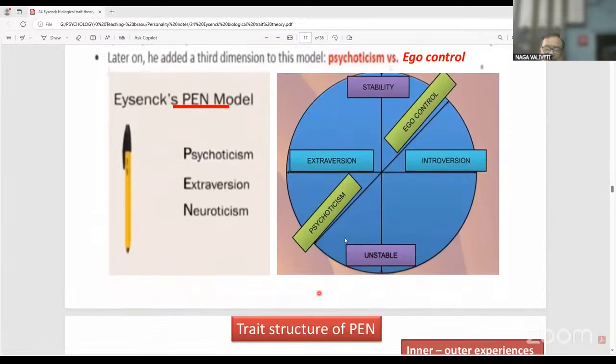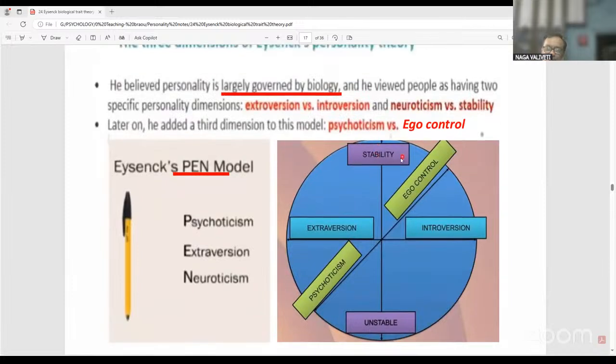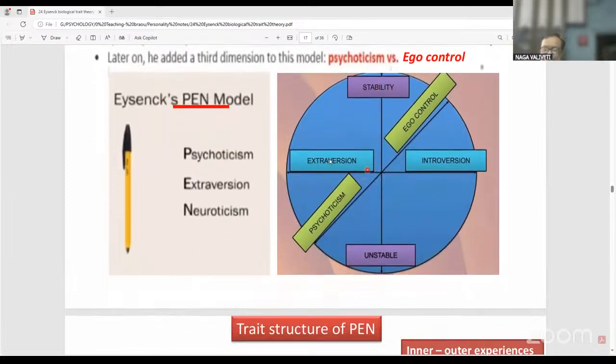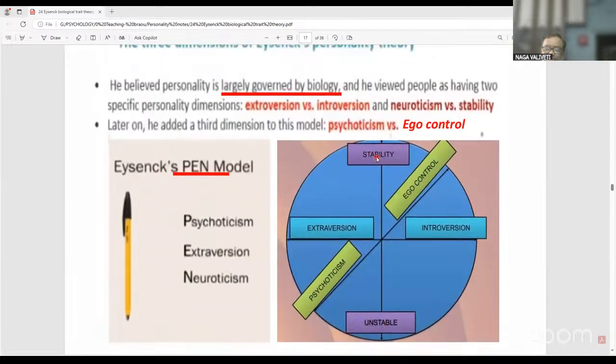So in the Eysenck model, it is bipolar. At one extreme, it is emotionally stable, at the other emotionally unstable. The emotionally unstable are called neurotics. Emotionally stable persons are called stable persons. Right? Stability. This is emotionally unstable. It is called neuroticism. Here, if you see psychoticism, the opposite is ego control. Extraversion, the opposite is introversion, because it is bipolar. In this range, we have to see.